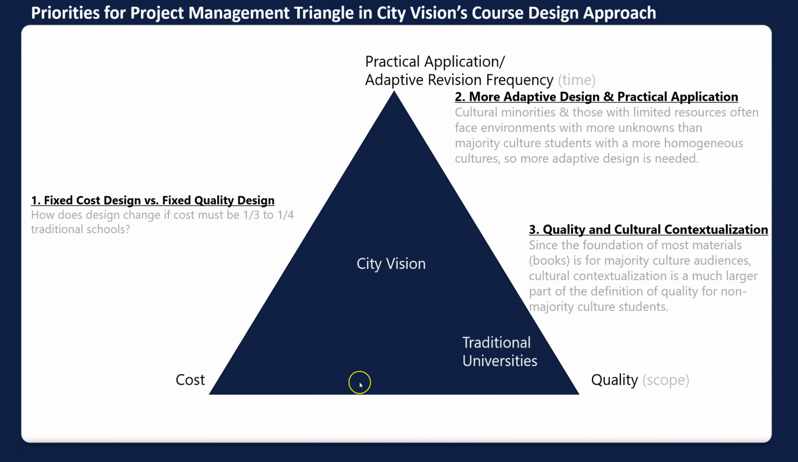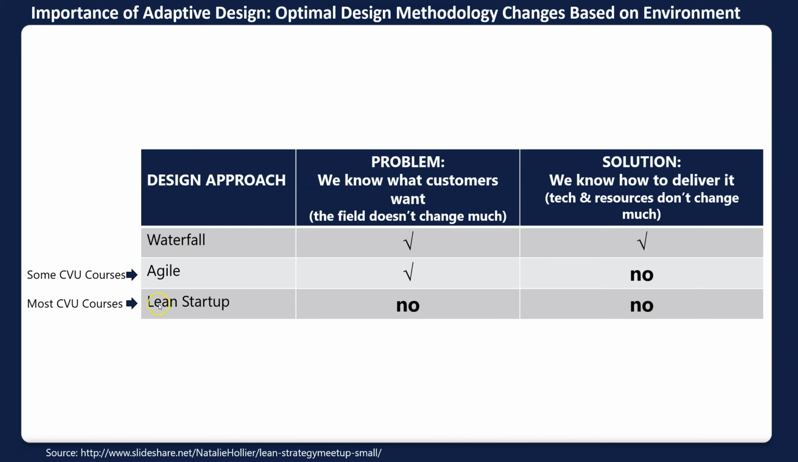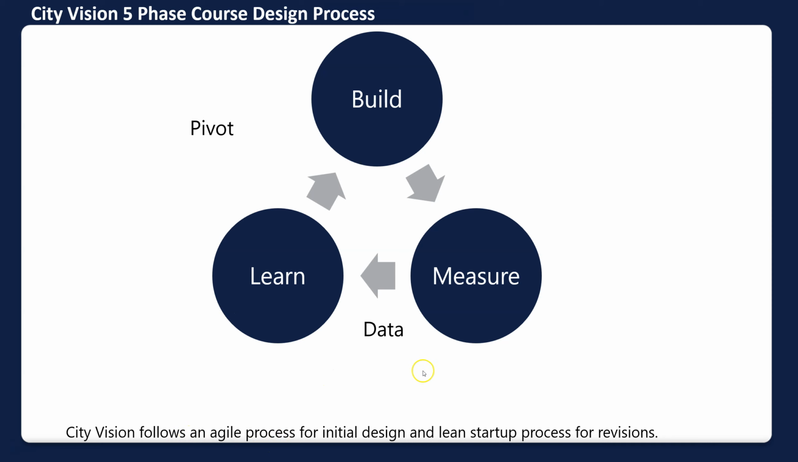Now, part of the difference, just to explain here, the difference between Agile and Lean Startup is Agile might have iterations every 2 weeks, but you're not getting feedback from customers. Whereas Lean Startup, you're actually getting feedback from customers, or in this case, students. So that's why I say we start with an Agile process for the initial design, and then Lean Startup.